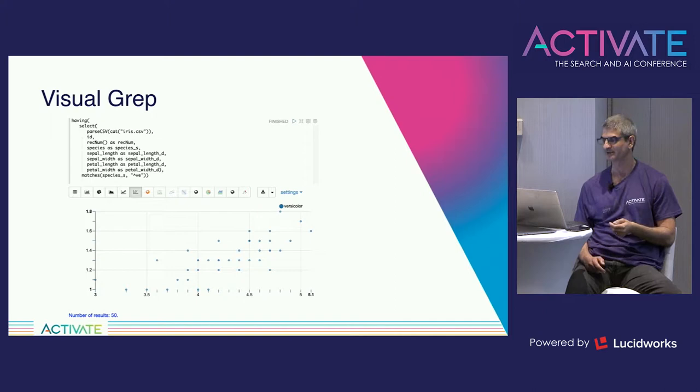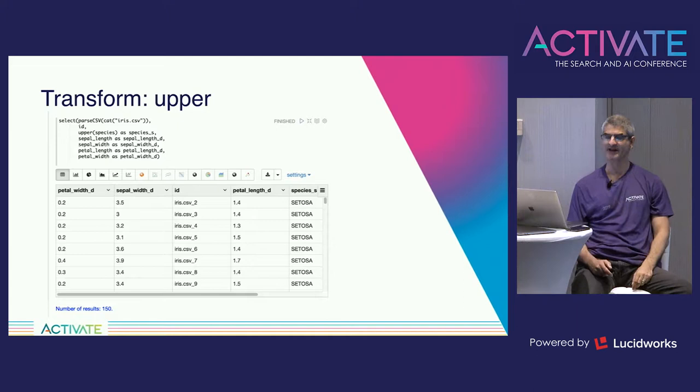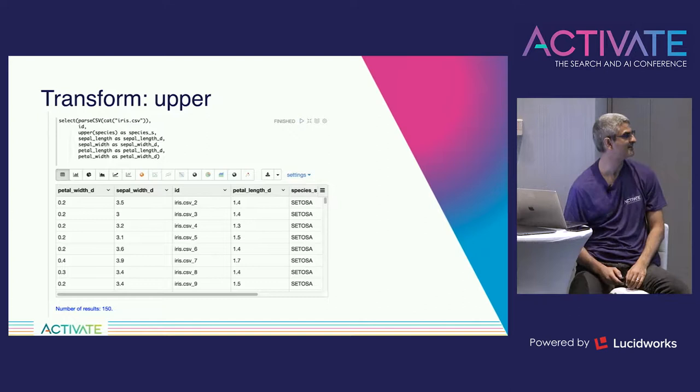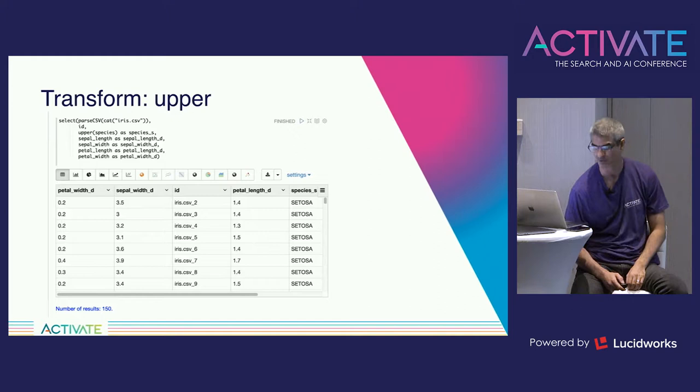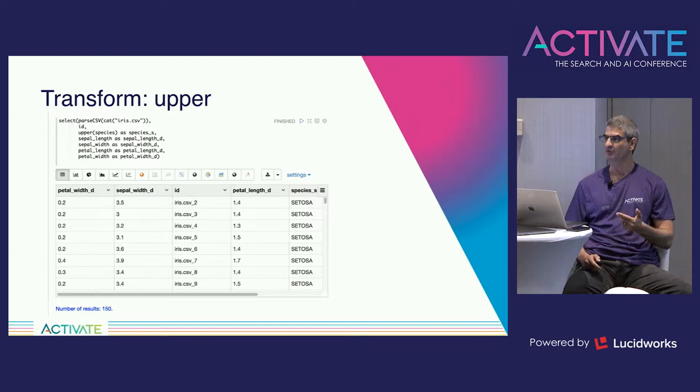Okay, we can also transform the data on the way up, and we have all kinds of string transformations. I'm going to only show a couple of them. This one is the upper function, and notice that the species field has the upper function around it. So in this case we're not only remapping that field to species_s, but we're also uppercasing it. There are all kinds of things you may want to do to clean the data before you put it in. So there are tons of these string manipulation functions that we can use. And you can see in the table that it worked. You can see it's been uppercased.